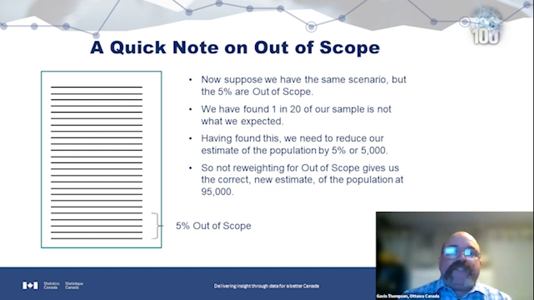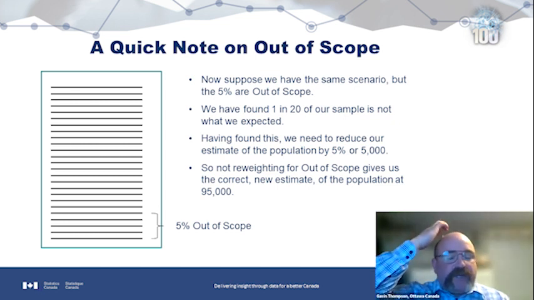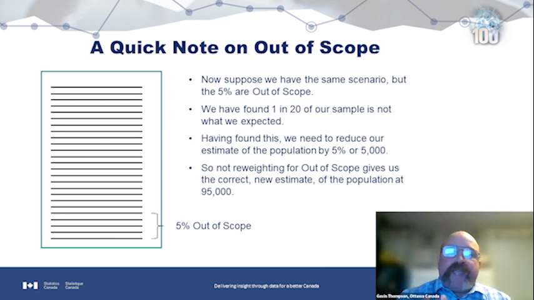So suppose we have a scenario now where we have out of scopes, 5% out of scopes. This means that one out of every 20 in our sample was not what we expected. Again, I prefer to do a household survey because it's easier to explain out of scopes. Suppose we drew 1,000 addresses and we found out that in 5% of the cases, they weren't actually households, they weren't homes, they were businesses. We actually want to reduce the estimate of our population by 5%, or 5,000.